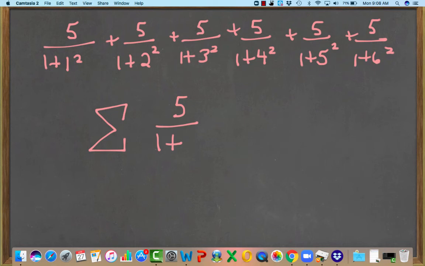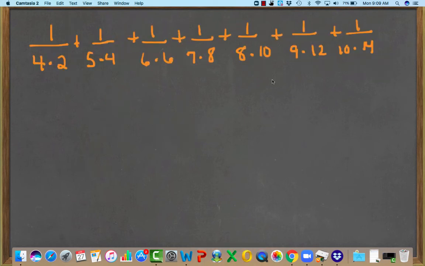And then notice what changes. So we go 1 squared, 2 squared, 3 squared, and so on. So I'm adding whatever term we're on, so that would be n squared. And then my limit would go from n equals 1 up to, I went out to 6 squared at the end, so it'd be from n equals 1 to 6.